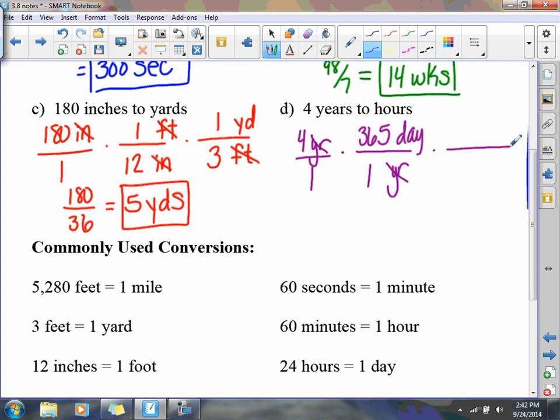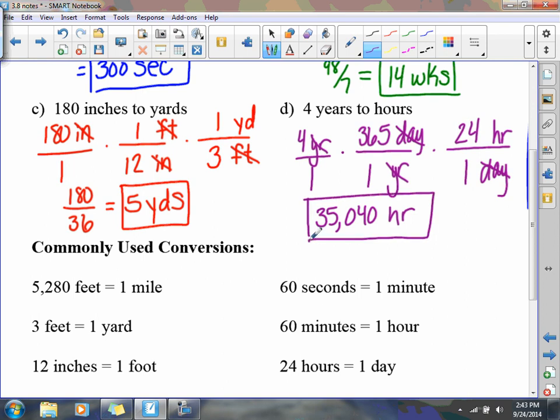And then I have to go finally from days to hours. So days has to be on the bottom, hours has to be on the top. And there are 24 hours in 1 day. So then those days will cancel off. And now I can multiply across. If I multiply all the way across, I'm going to get 35,040. If I multiply across the bottom, I just get 1. So I got my answer in one step there. 35,040 hours in 4 years.